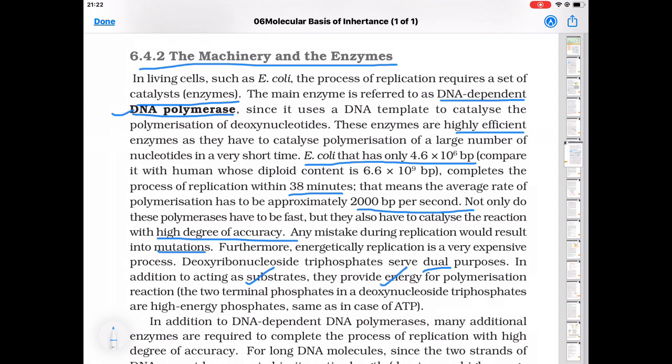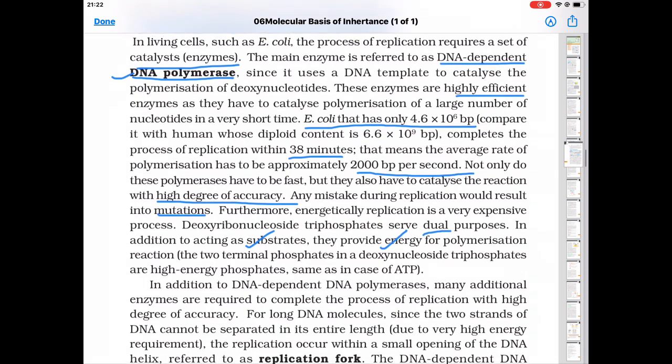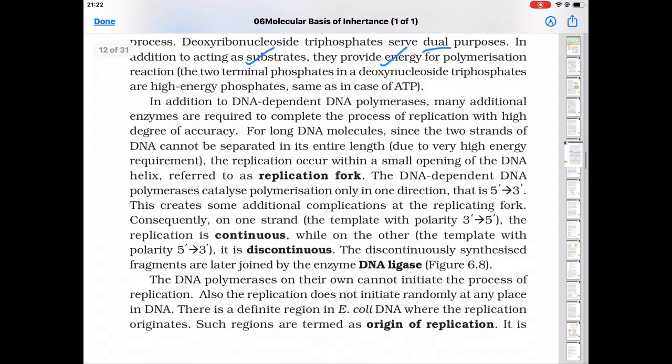So here a question can be asked: what are the functions of deoxyribonucleoside triphosphate? Answer, 2 points. First, it acts as a substrate. Second, it provides energy for the polymerization reaction.